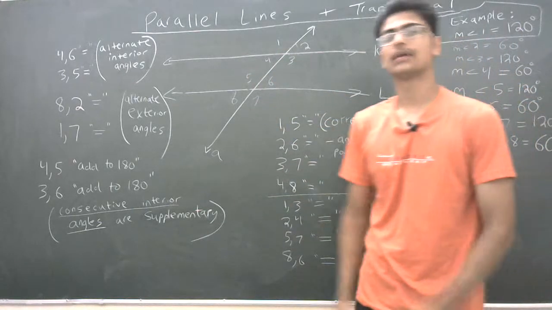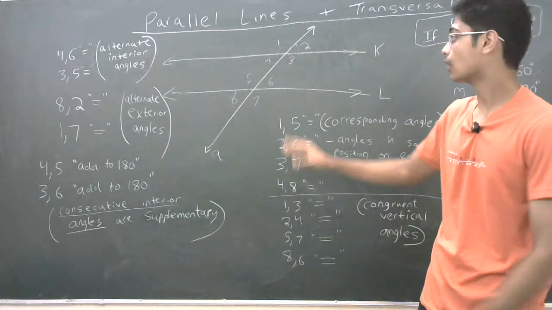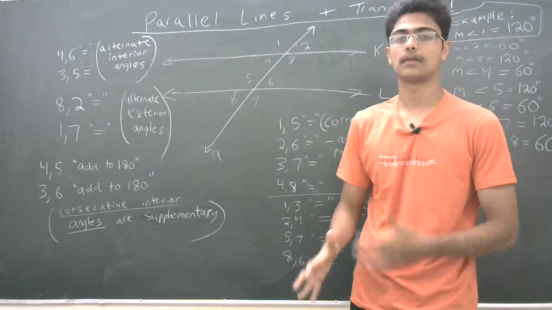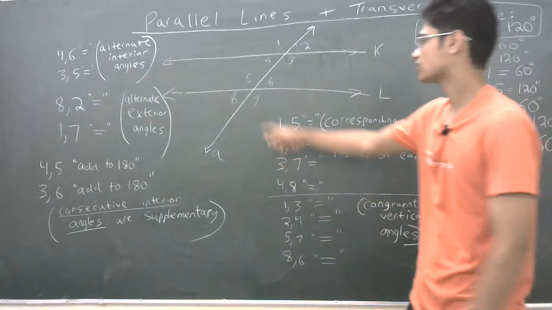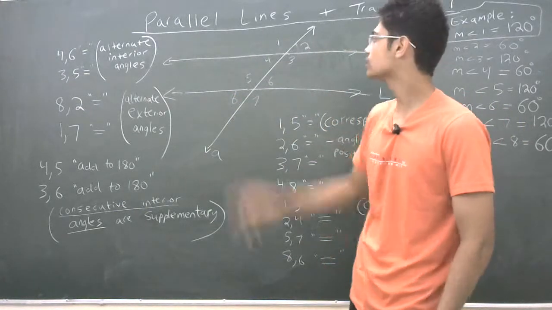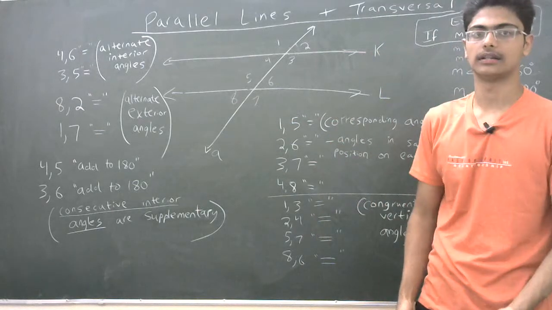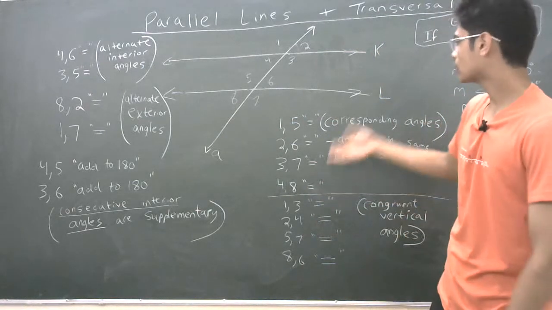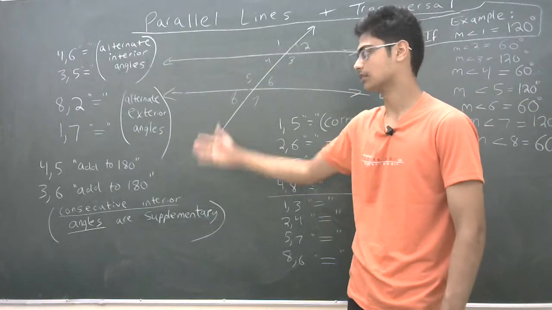Moving on to the next one, we have alternate exterior angles. These are, again, on the exterior of the parallel lines, and, again, opposite each other. So 8 and 2 would be considered alternate exterior angles, and 1 and 7. These angles are also congruent in measure. So we just covered corresponding angles, alternate interior angles, and alternate exterior angles.